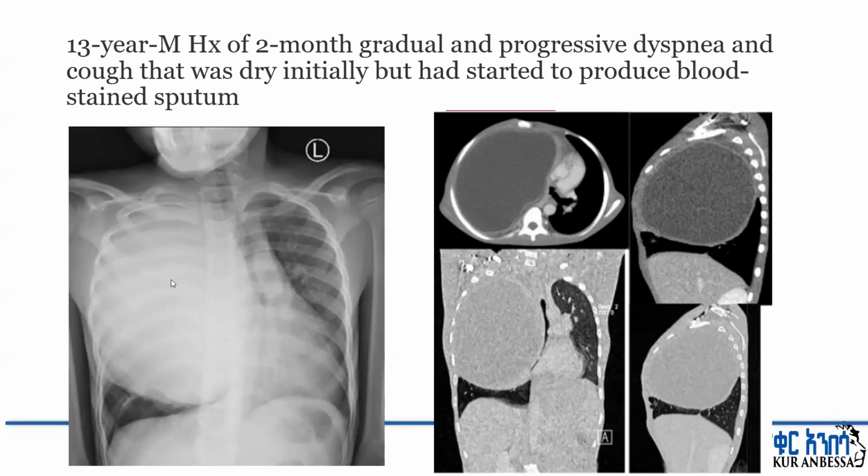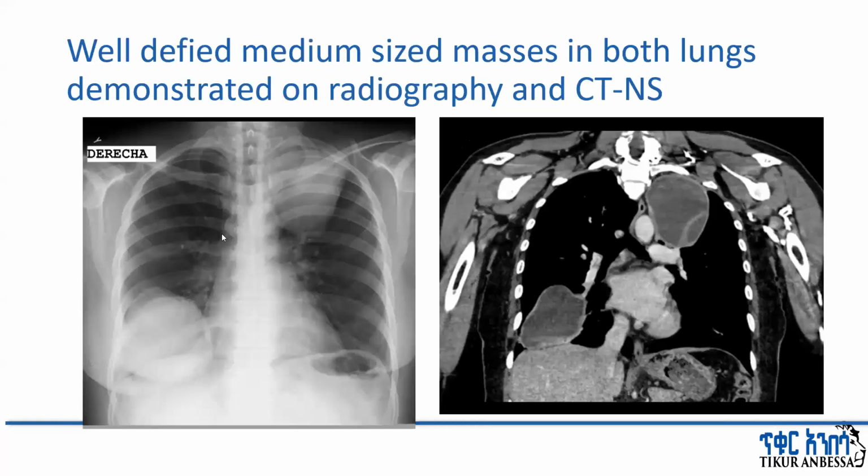Initially it was a dry cough, but it started to produce blood-stained sputum when the disease is not ruptured. It is contained, an unruptured, uncomplicated hydatid cyst. Without CT, you cannot diagnose here, but ultrasound could help you. Here is another well-defined mass in both lungs demonstrated on radiography and the CT.